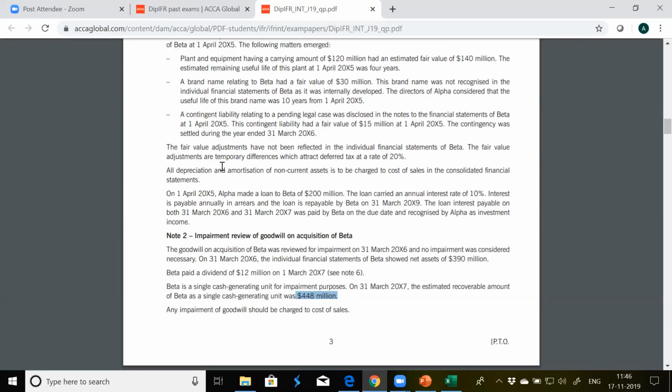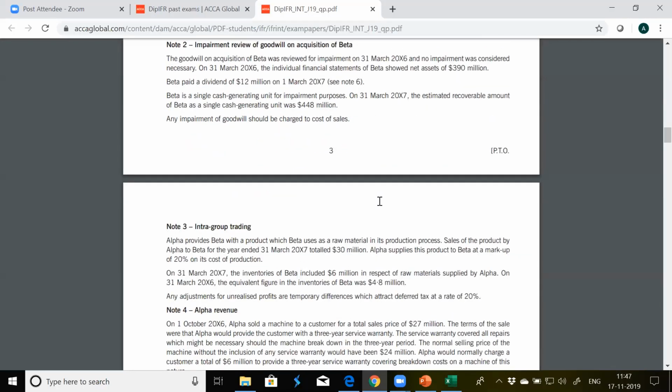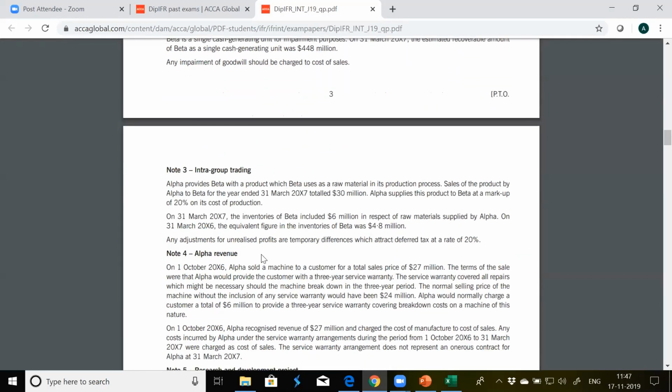and the fair value adjustments have not been reflected in the financial statements of beta. The fair value adjustments are temporary differences which would attract deferred tax at a rate of 20%. We have taken this into consideration, where else there is deferred tax. Any adjustment for unrealized profit or temporary differences will attract deferred tax at a rate of 20%.